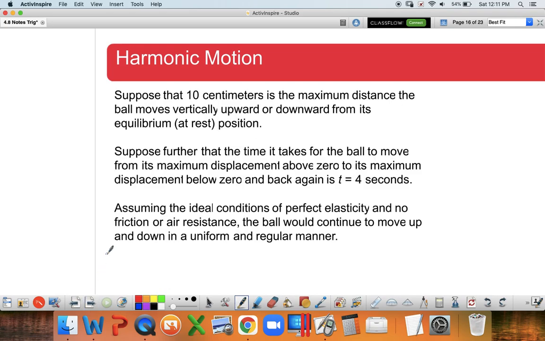So suppose that 10 centimeters is the maximum distance the ball moves vertically upward or downward from its equilibrium. Suppose further that the time for the ball to move from its maximum displacement above 0 to its maximum displacement below 0 and back again is 4 seconds. So that tells me it goes to its maximum and then minimum and then back, right? Because it's eventually going to travel that distance to get back to the equilibrium.